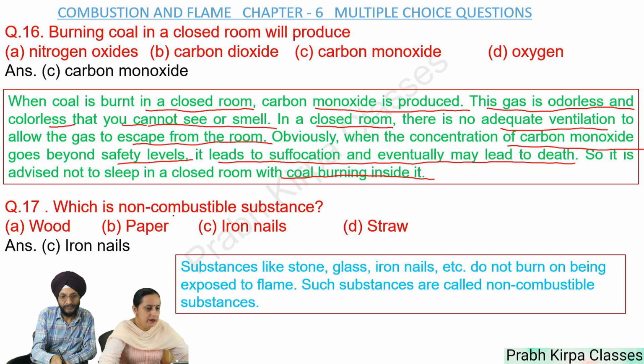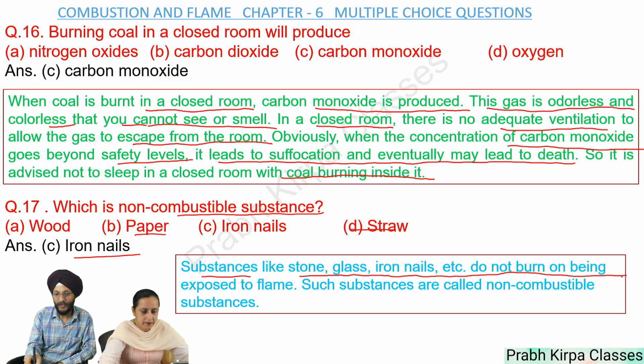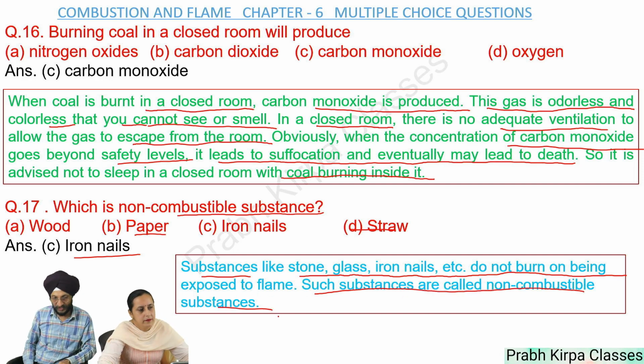Question number 17. Which is a non-combustible substance? A. Wood, B. Paper, C. Iron nails, D. Straw. So the answer is iron nails. Substances like stone, glass, iron nails, etc. do not burn on being exposed to flame. Such substances are called non-combustible substances.